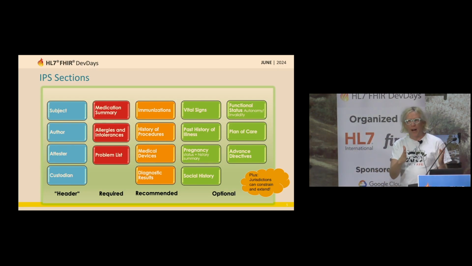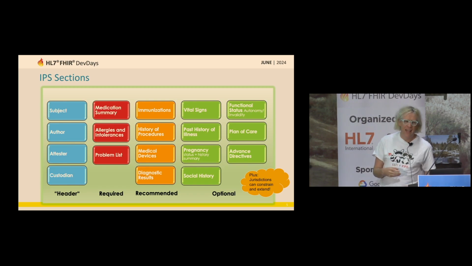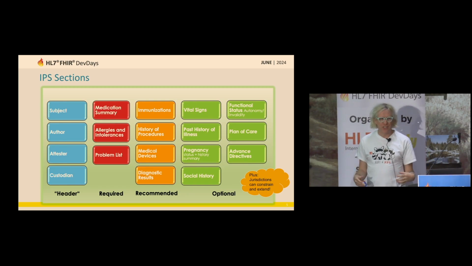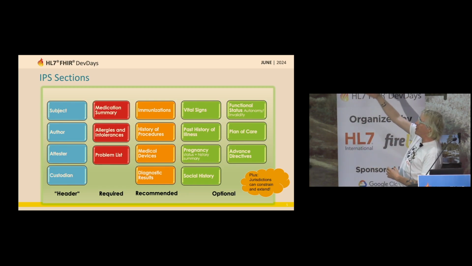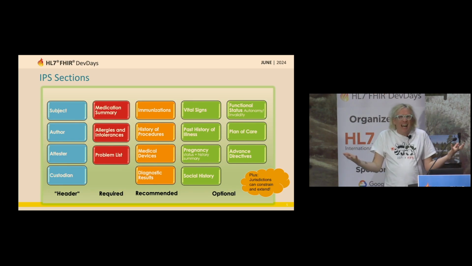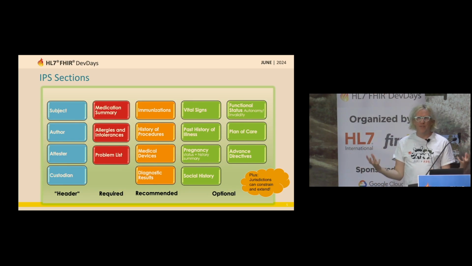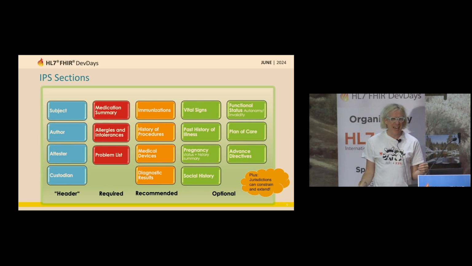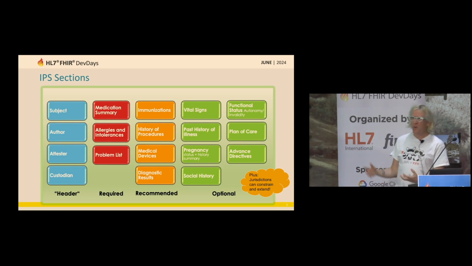You've got some required sections, and these are all very common sense things. You've got to have a medication summary, you've got to have allergies and intolerances, you've got to have a problem list. And then we have some recommended sections, and I won't read you the names of all of these things, but I think to anyone looking at this, it's visibly obvious. I'm a software developer. I'm about as far from a clinician as you could get, but it's visibly obvious to me why all of these things would be important in the unplanned care scenarios we're talking about.